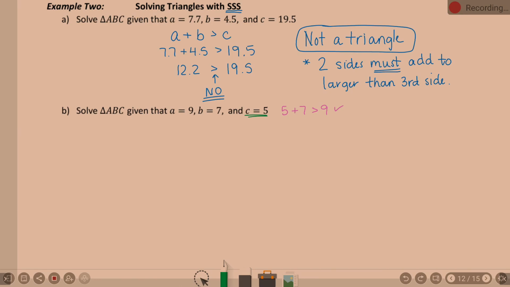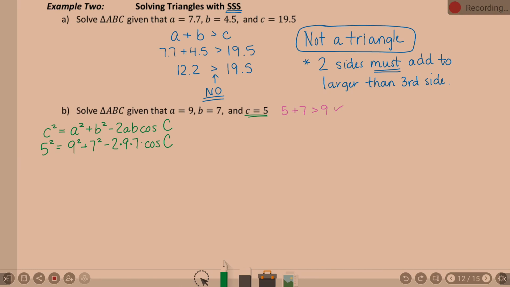C is smallest. In order to find angle C, that means I'm using the equation that has angle C in it. So C squared equals A squared plus B squared minus 2AB times the cosine of angle C. That's the format we're going to fill in. So fill in what you know. 5 squared equals 9 squared plus 7 squared minus 2 times 9 times 7 times cosine of angle C.